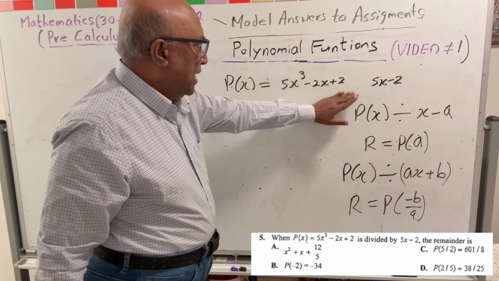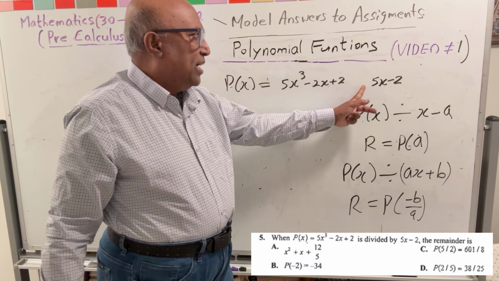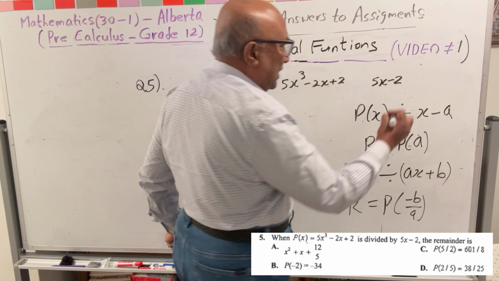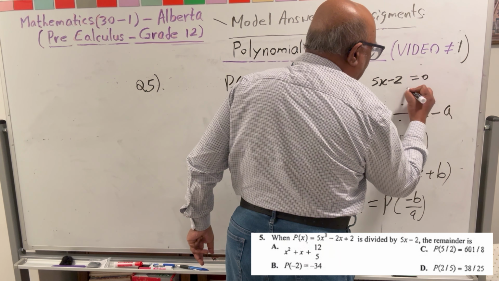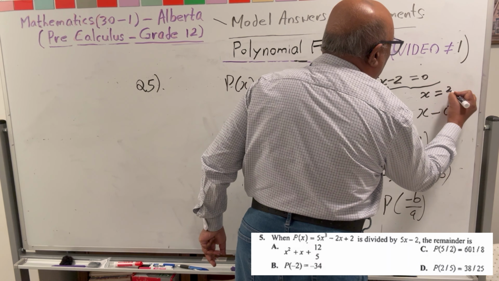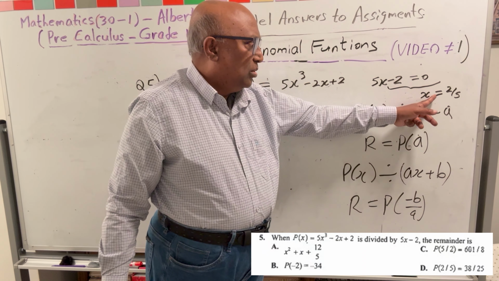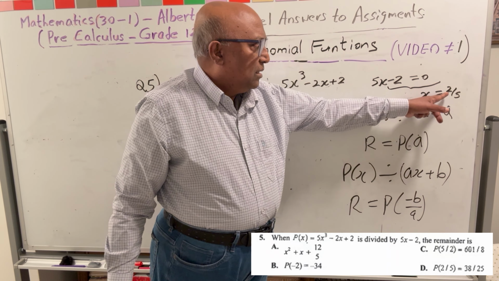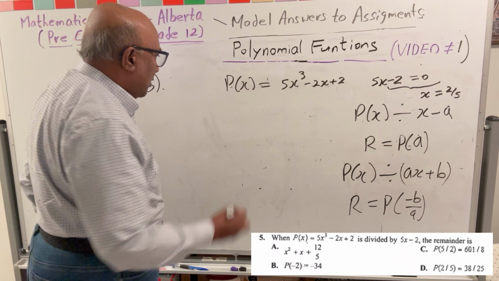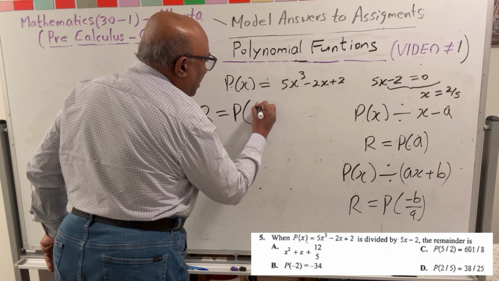Okay. Now in our example, we have to divide this expression by 5x minus 2. What is the value to substitute to get the remainder? Make this 0 and find the x value. When you solve for x, we are getting x is equal to 2 upon 5. By making this 0, we can obtain the value to substitute to get the remainder. Now the remainder is P of 2 upon 5.